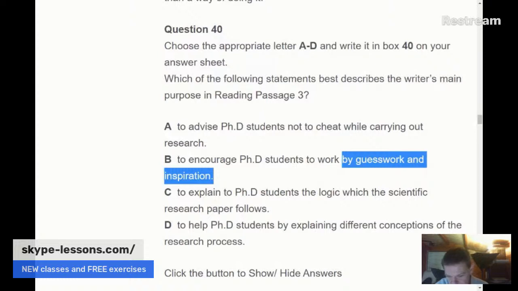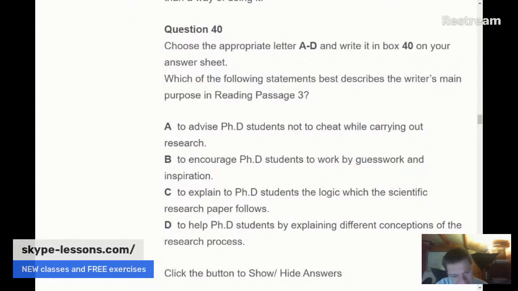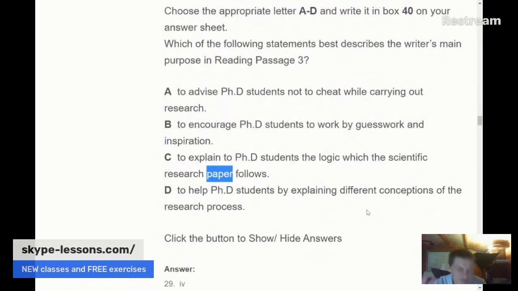To explain to PhD students the logic which the scientific research paper follows. It looks okay on the surface, this one, but what bothers me is the word paper. I think it is explaining to PhD students the logic of scientific research, yes, but the logic which the scientific research paper follows, I don't like it. Not with that paper in there. It's not about the logic that scientific research papers follow. It's actually mostly about the hypothetico-deductive method. And so I agree it's about the logic of scientific research, but not scientific research papers.